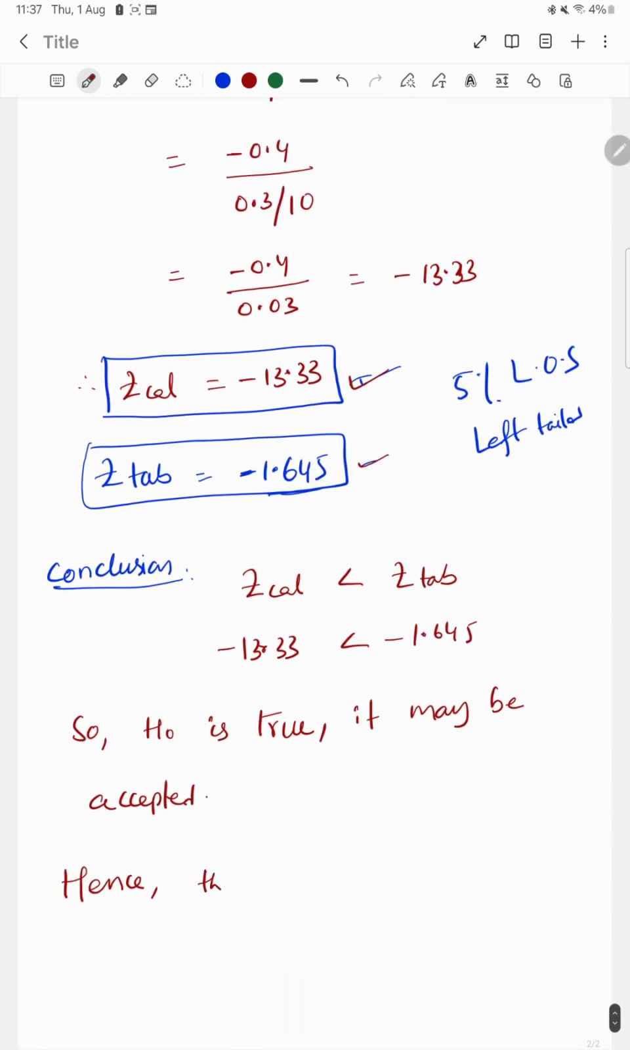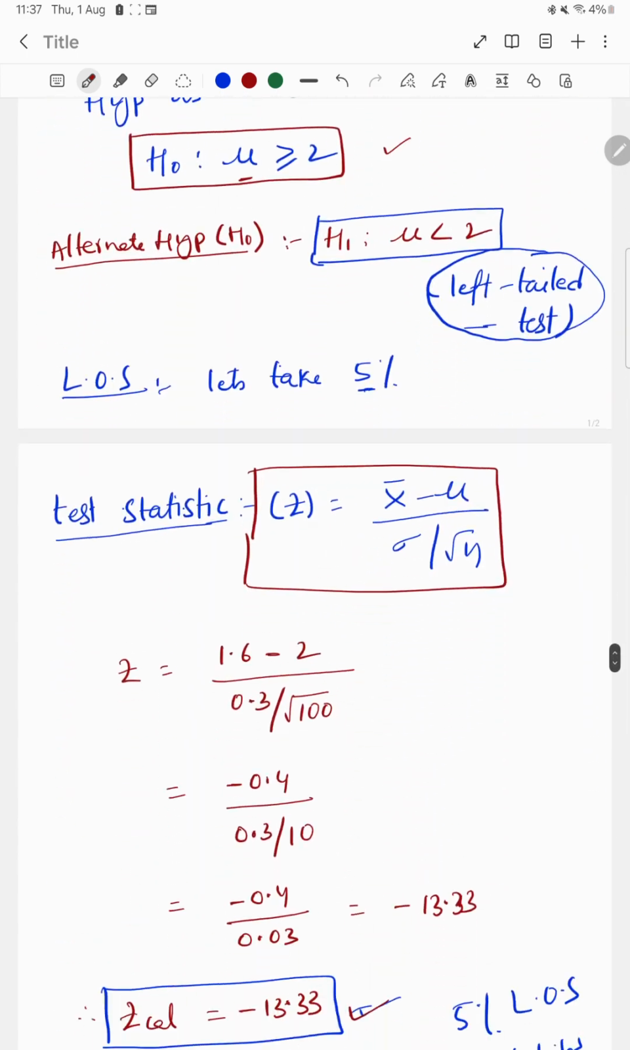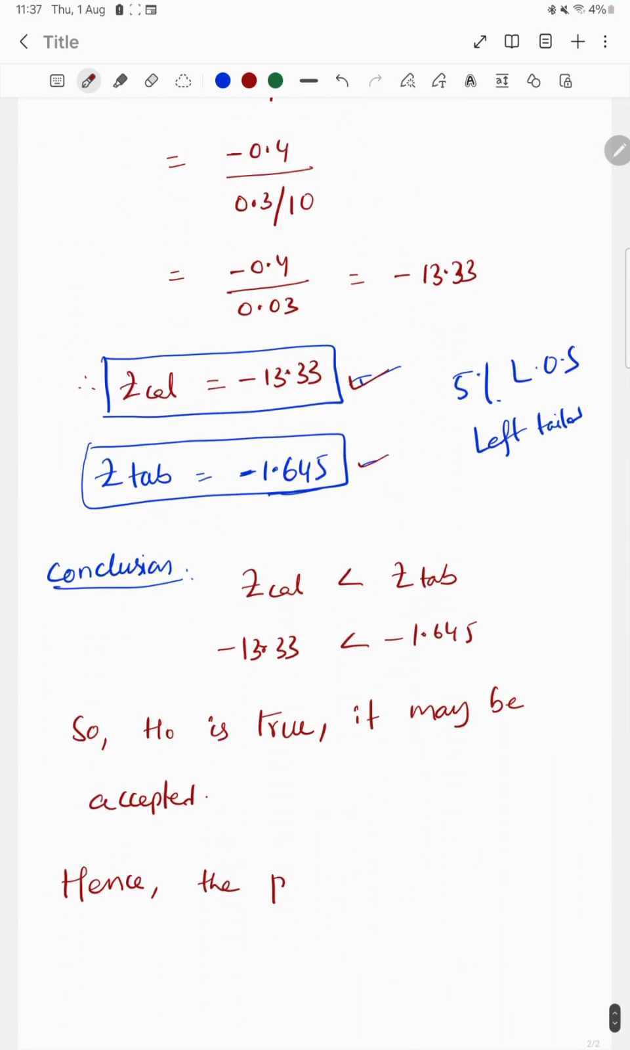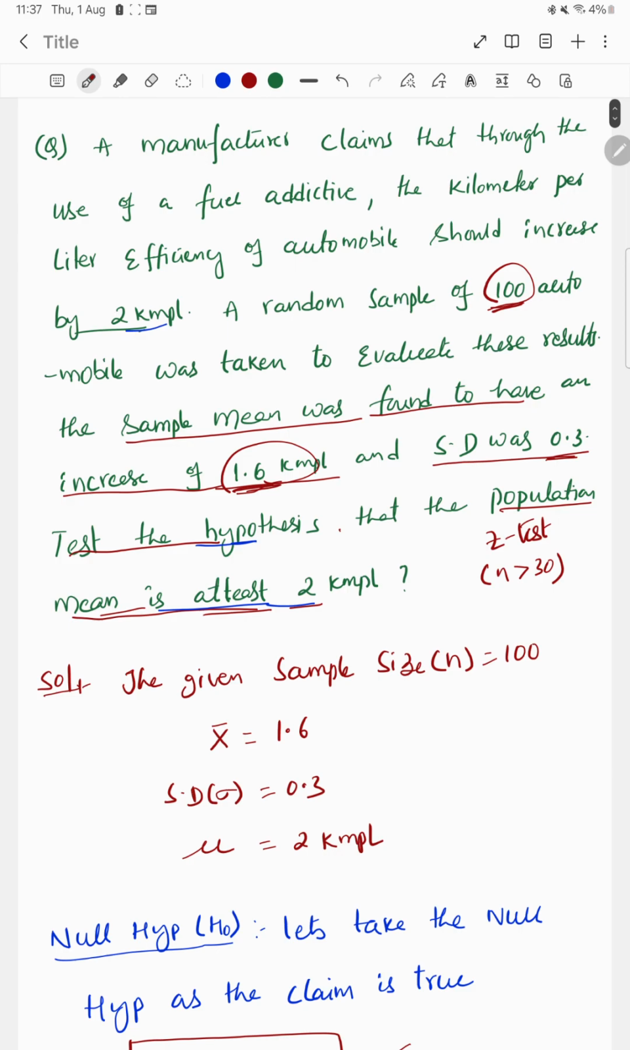Hence the population mean is at least 2 kilometers per liter is true. So that's it. So this is about Z test for testing the claim.